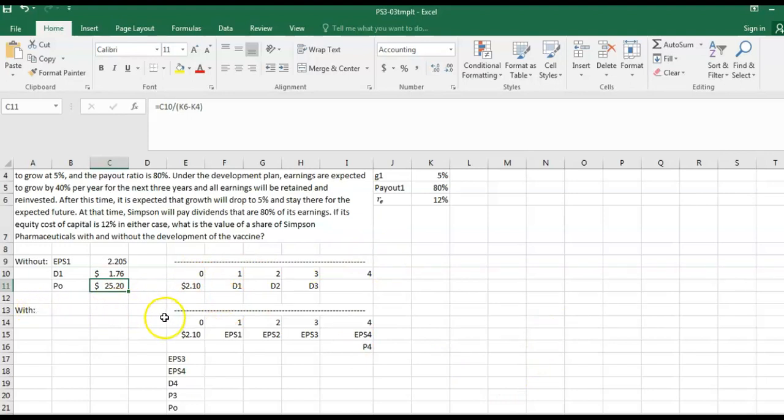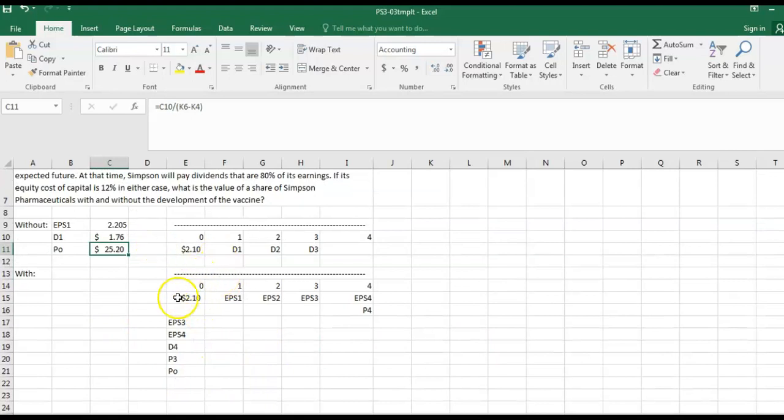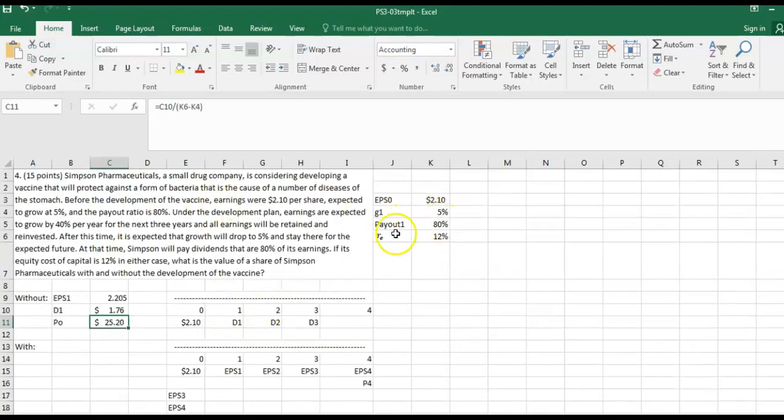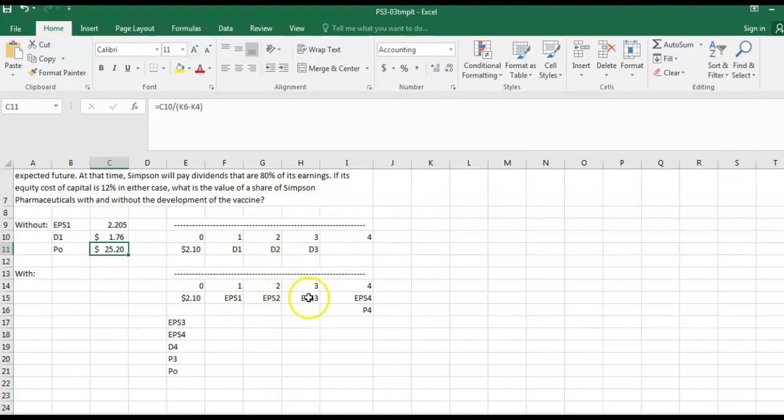Okay, what about with the growth plan? This is where we've got to think really carefully. So again, I've developed my timeline here. I've got current earnings, and I'm told that in the next 3 periods, earnings are going to grow at this very high rate of 40%. And then after that point, we'll return to a growth rate of 5%, but it's only then that we'll get a dividend. So here's where we need to be a little bit careful, right?